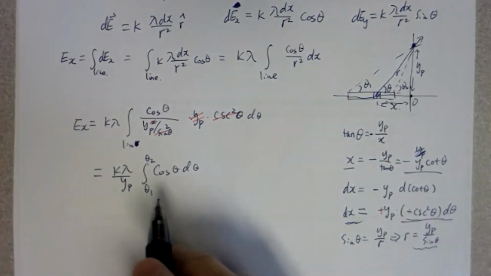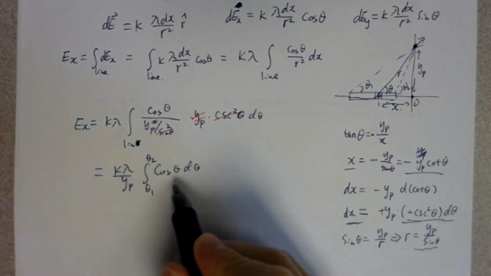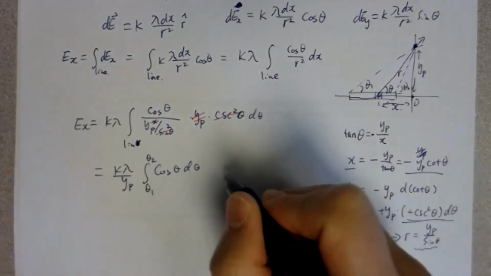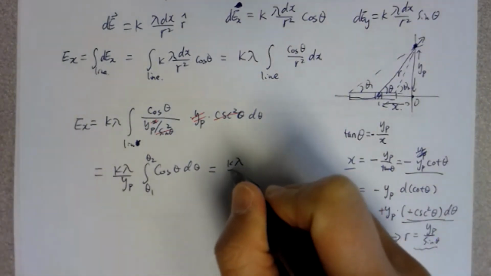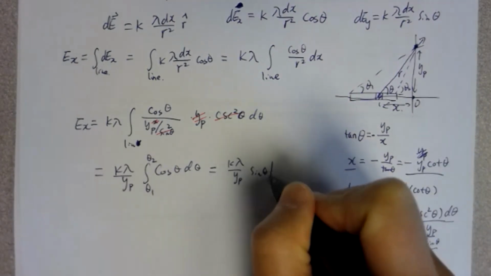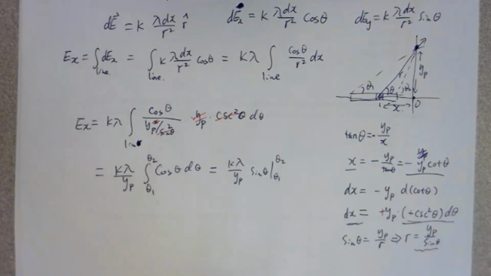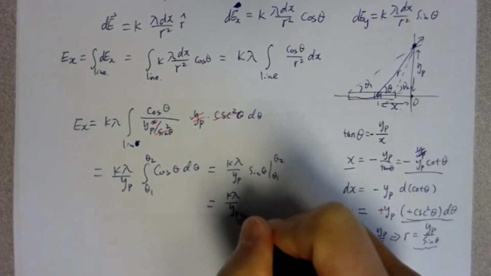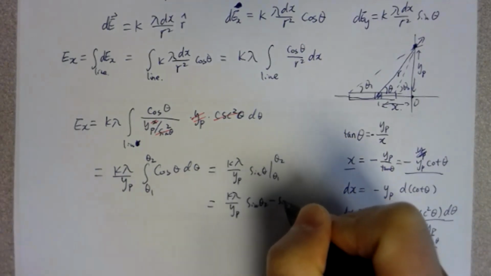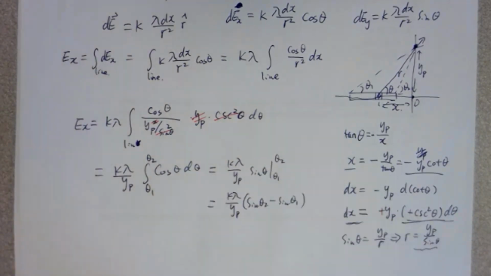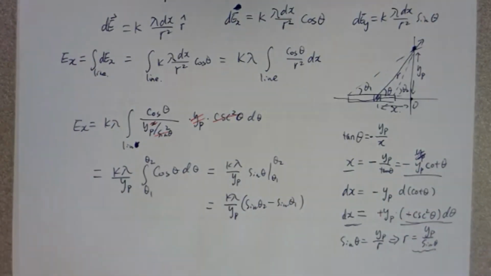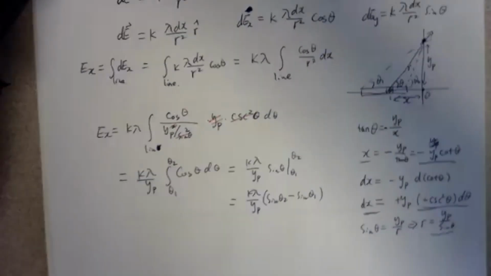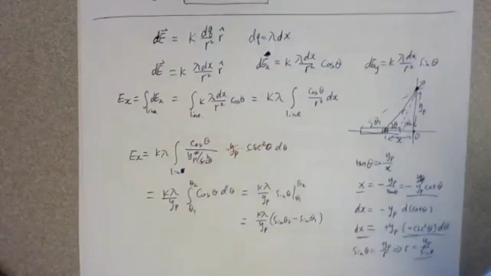Integration of cosine d theta, so you don't have to worry about anything else, okay? The integral of cosine of theta actually gives you sine of theta. So then this gives you k lambda over yp times sine of theta from theta 1 to theta 2, okay? So the result is k lambda over yp times sine of theta 2 minus sine of theta 1, which is the result shown in the PowerPoint. So if you go back to the PowerPoint, you'll see that. Okay, all right.